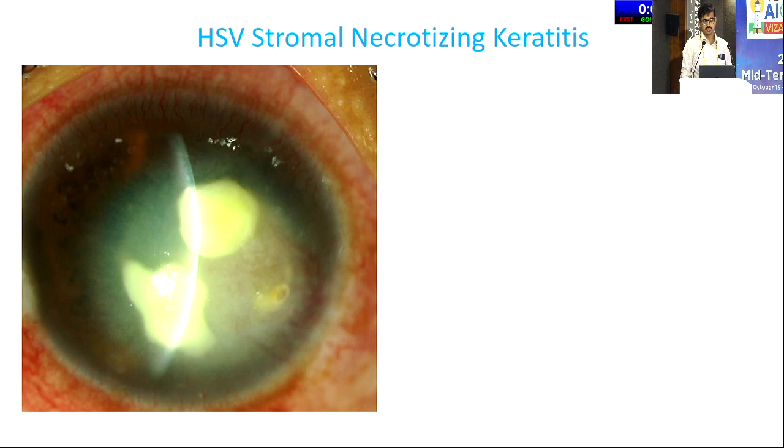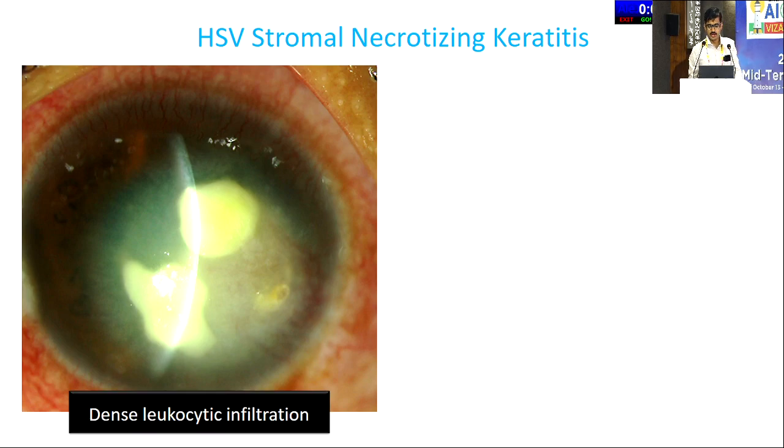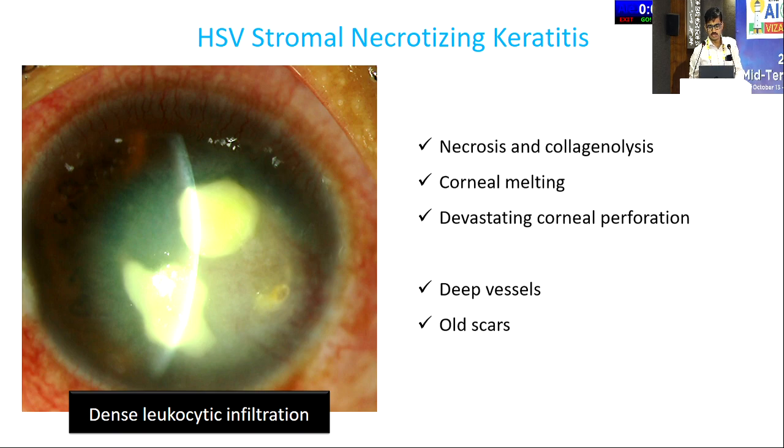How should this be differentiated from HSV necrotizing stromal keratitis? As said earlier, an epithelial defect will be there and dense leukocytic infiltration will be seen. Because of this dense leukocytic infiltration, that can lead to necrosis and collagenolysis, and further lead to corneal melting and can lead to perforation. Along with that, classical features of stromal keratitis are deep vessels, old scars and a history of recurrences.